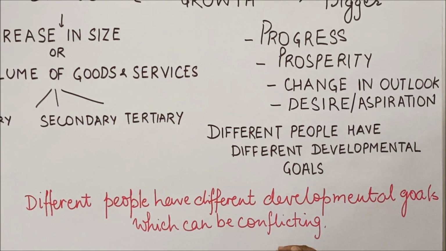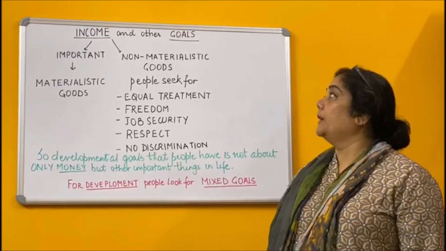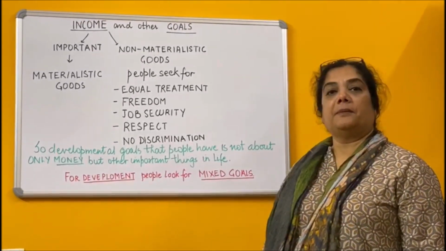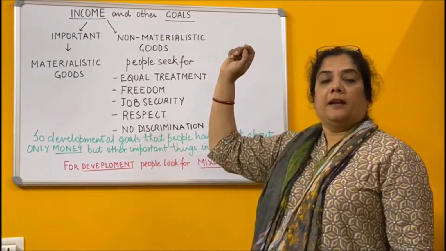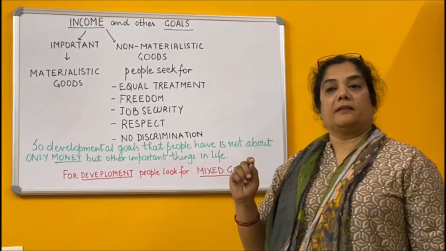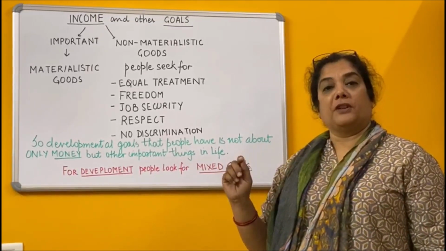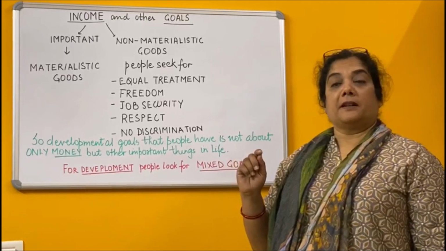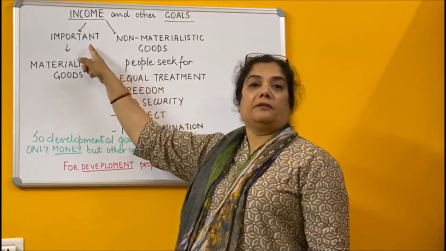I hope you have understood the concept of growth and development. We move further after studying about developmental goals to income and other goals. Now when we studied the examples of, say, the educated girl in the urban city, the rich and prosperous farmer of Punjab, the Adivasis of the Narmada Valley, we found out that income is an important factor.